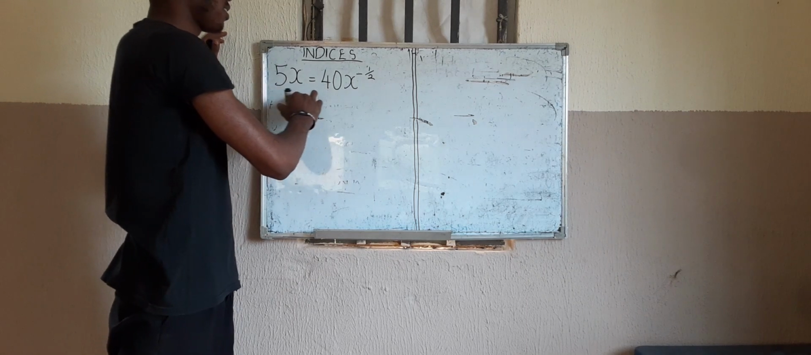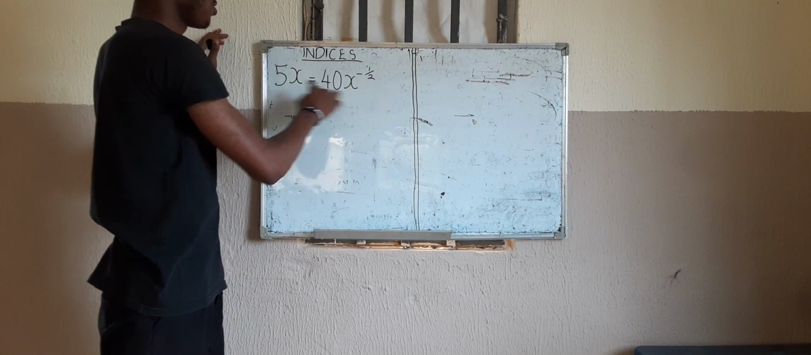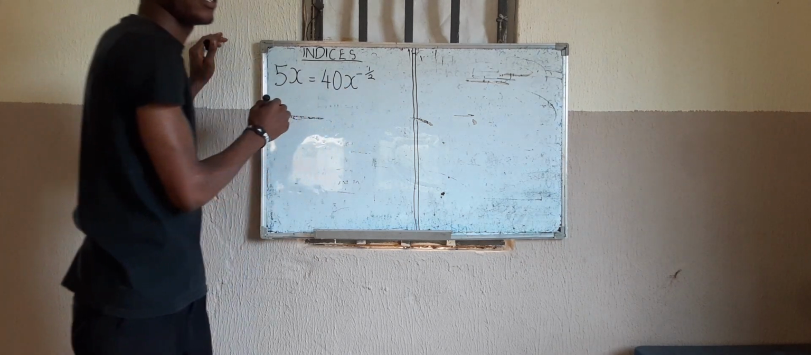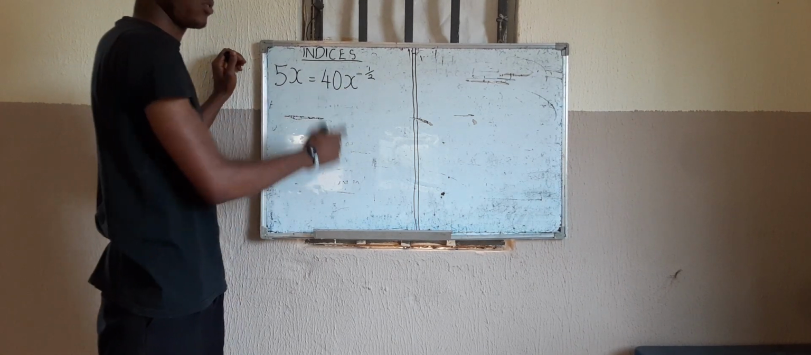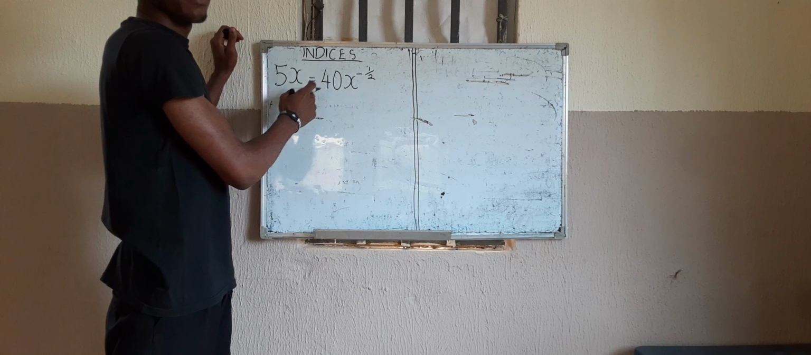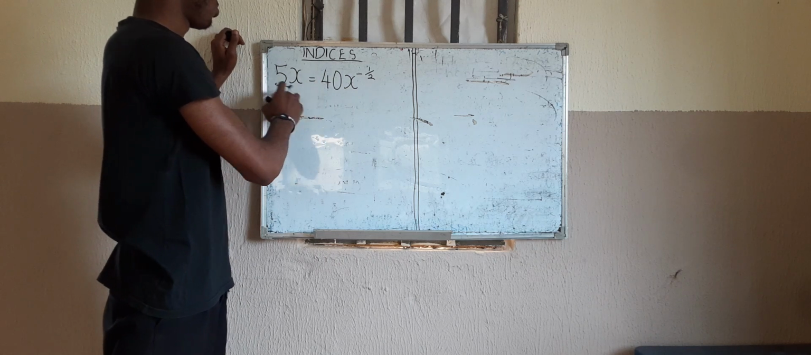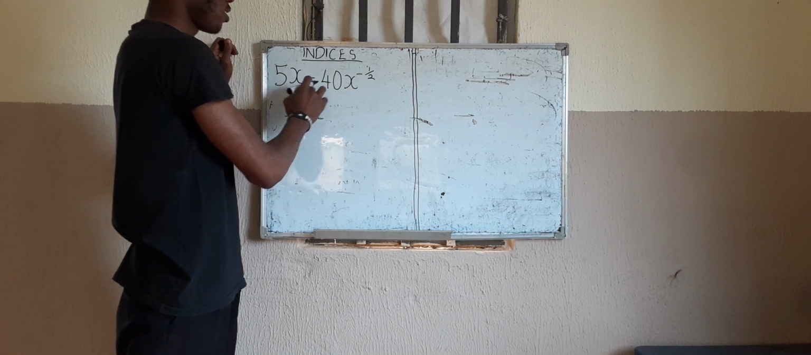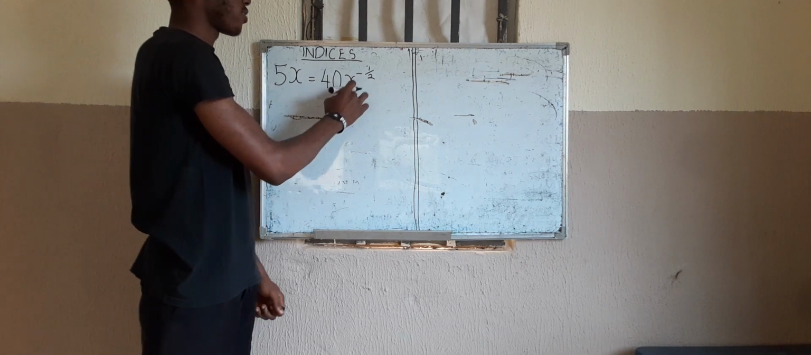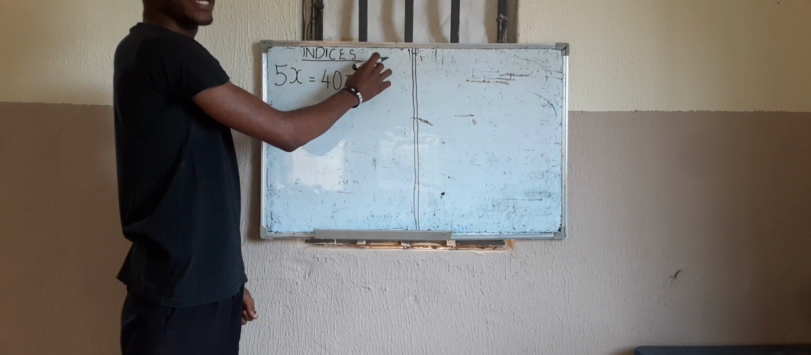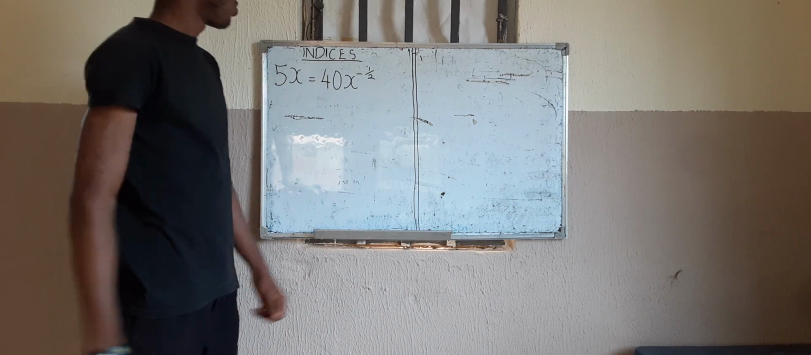Today we want to simplify this initial question. This is indices, questions on indices, and this is one of the difficult ones. Today we want to simplify it. So we have this question like this: 5x equals 40x raised to the power of negative 1 over 2. So what is the first step?